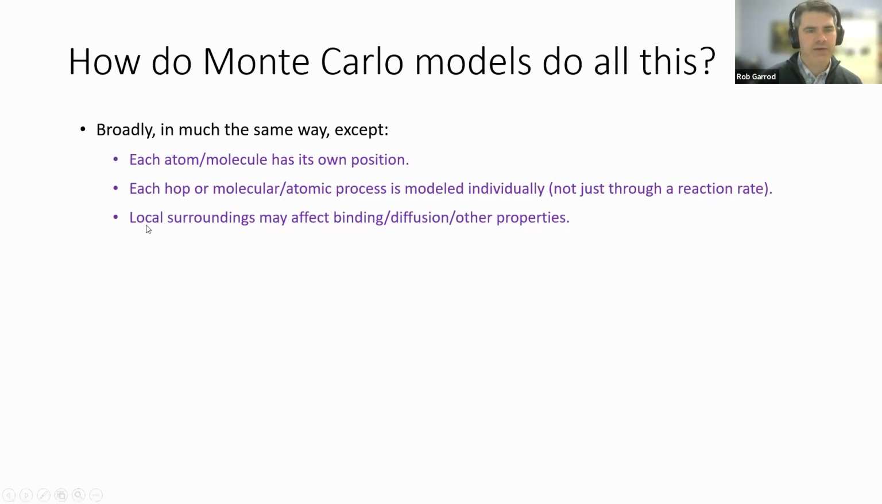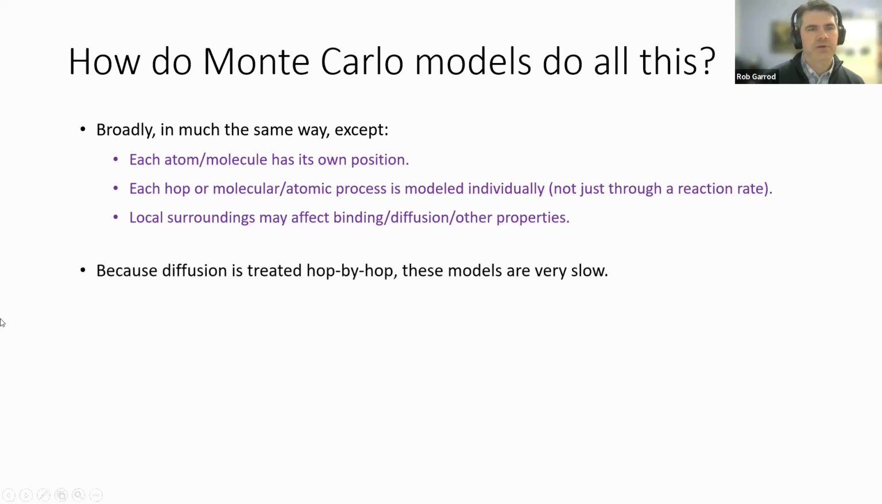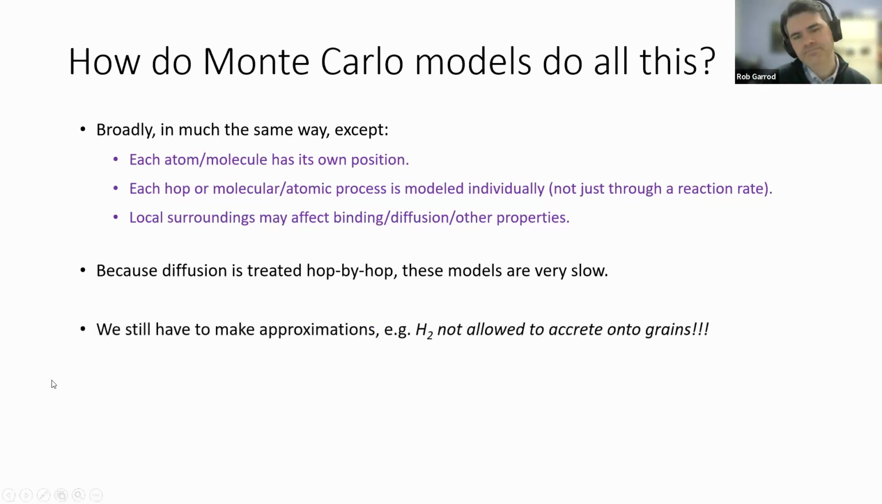It also means that local conditions can be taken into account. So we may have a local binding site that is strong versus a local binding site that is weak. We can't distinguish those in the rate-based method, but in Monte Carlo models we can. That means, though, that this hop-by-hop treatment for the diffusion rates is very slow, because we have to model every hop instead of population-level reaction rates.